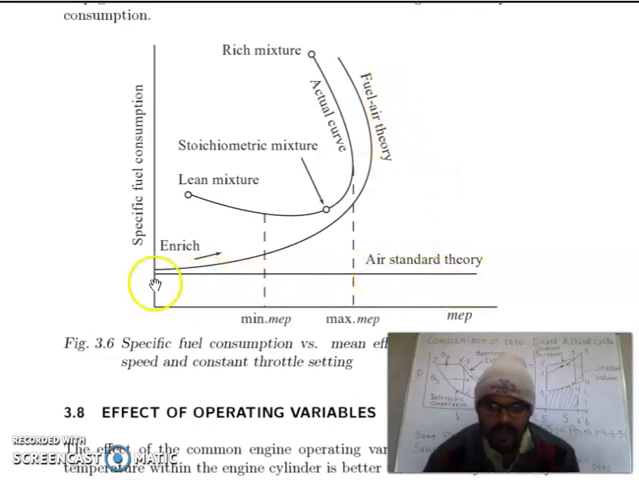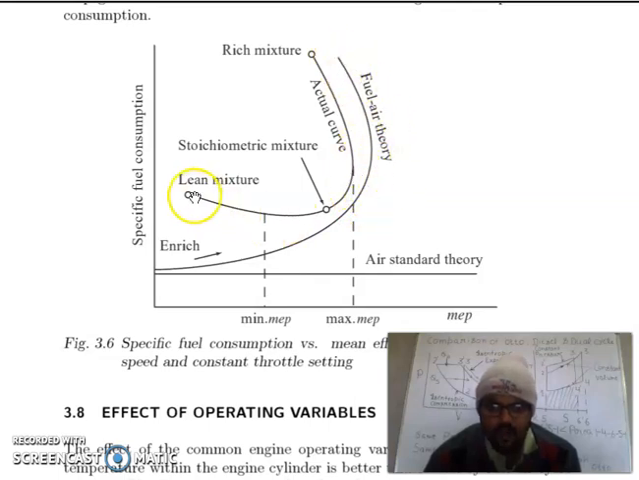But we will take the second curve, which is our fuel air cycle, the fuel air theory based curve. You can see here that when you go on this side, your mixture becomes rich, and we get this curve. Your fuel consumption will start to increase, and your specific fuel consumption is highest at this point.